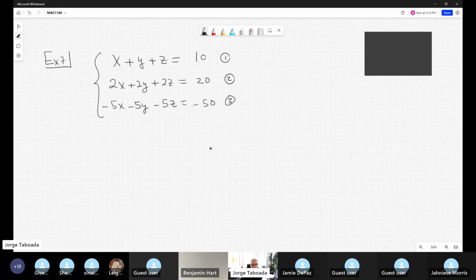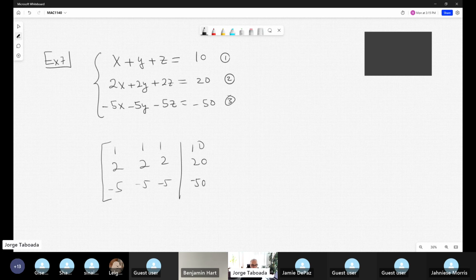Okay, I forgot to write the original matrix, but I have practiced typing in GeoGebra. But no, on the piece of paper I need to see this. 1, 1, 1, 10. 2, 2, 2, 20. -5, -5, -5, -50. Something like that. By the way, this matrix, the dimension is 3 by 4. And I did that, reduced row echelon. I obtain this matrix: 1, 1, 1, 10.